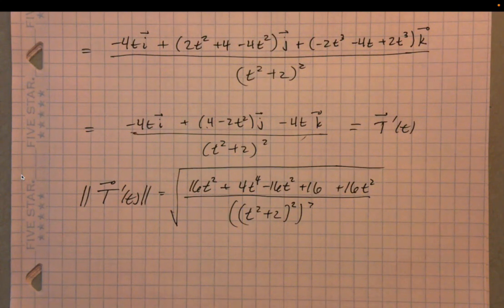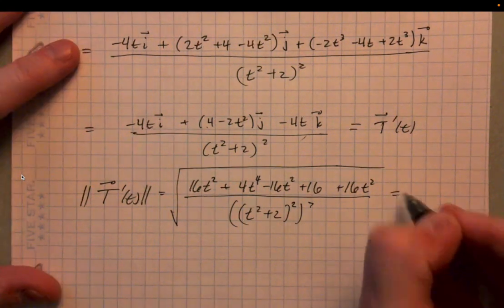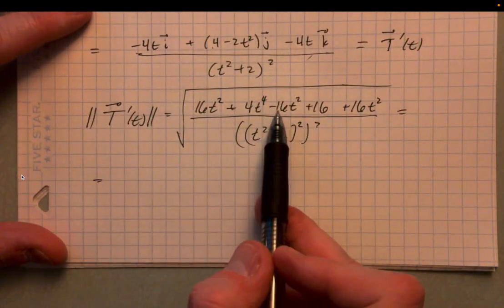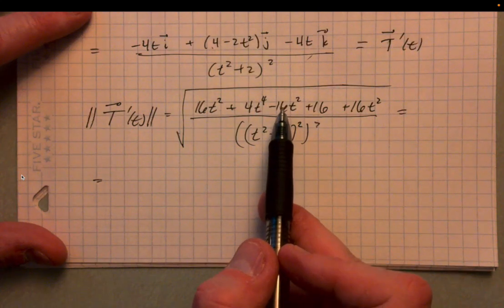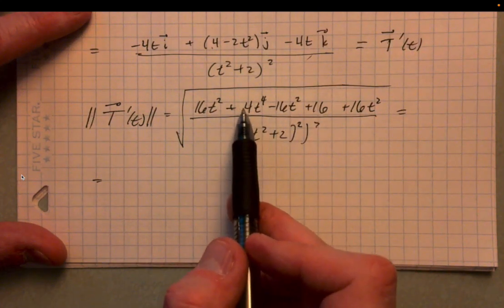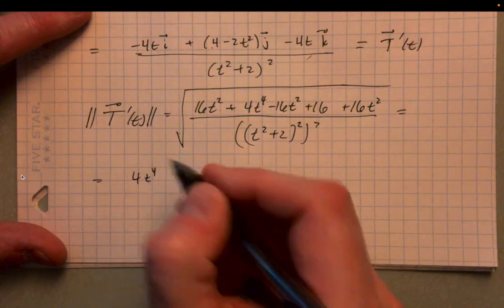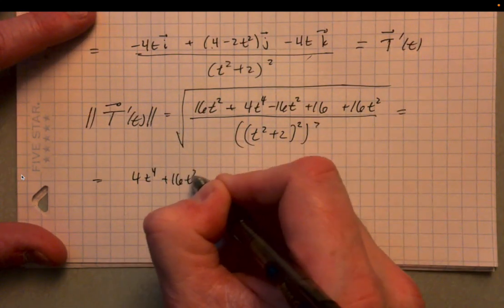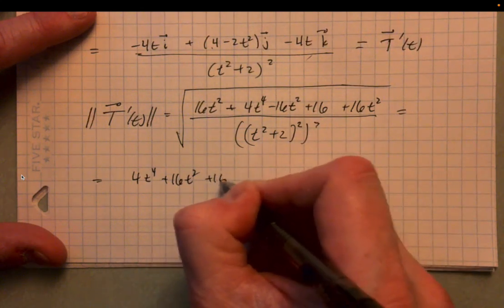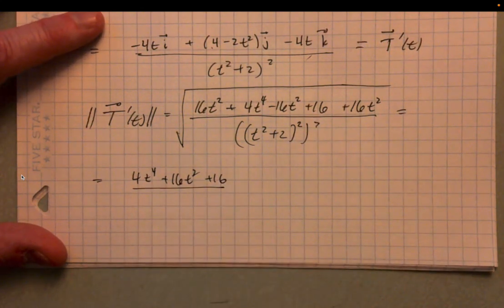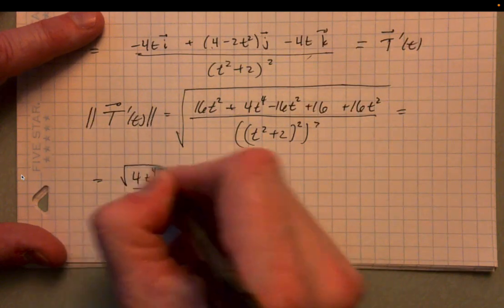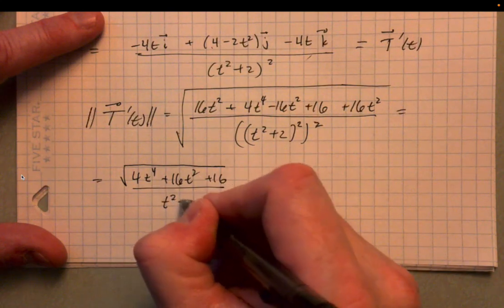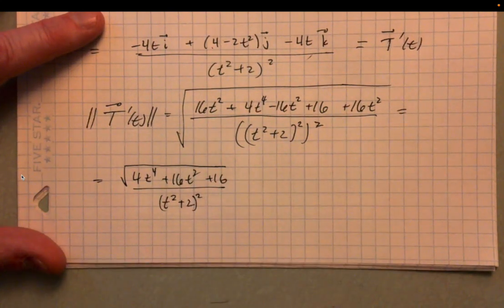All right. Now all of this cancels and simplifies dramatically, right? So up top here you got 16t squared minus 16t squared, right? So those two are gone, and then you're stuck with the 4t to the 4th, and then you've got the 16t squared, and you got a plus 16 up top. Okay, and then the bottom is still inside the radical, and I can take the bottom out of the radical and lose one of the squares here. So this would be t squared plus 2 quantity squared.